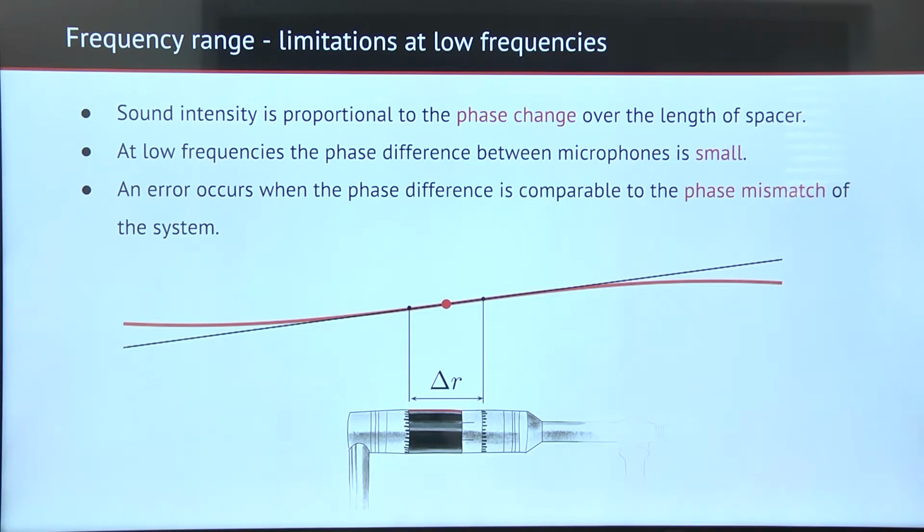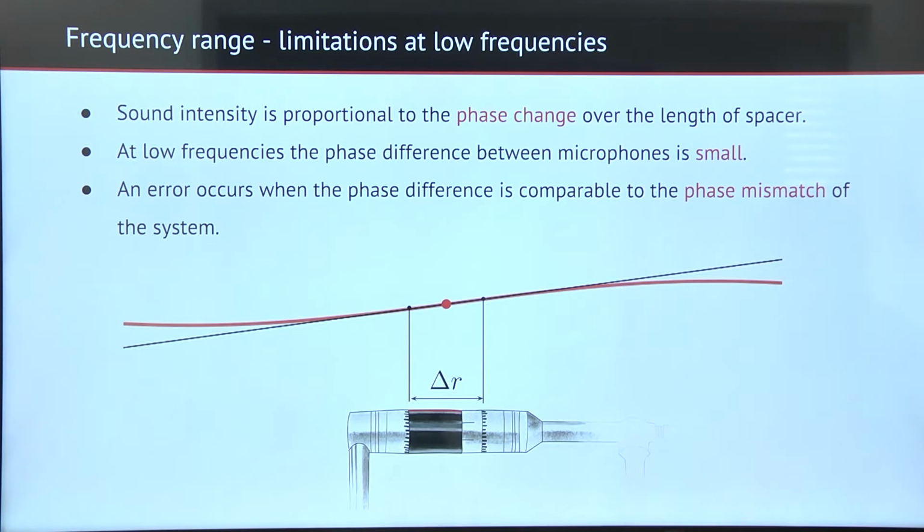One way to increase it is to put the microphones further apart using a longer spacer. This will enable an accurate measurement to lower frequencies, but will at the same time decrease the upper frequency boundary for reasons explained at the previous slide. The length of the spacer therefore influences the lower and upper limit of usable frequency range. With a single spacer, an octave and a half can be covered.